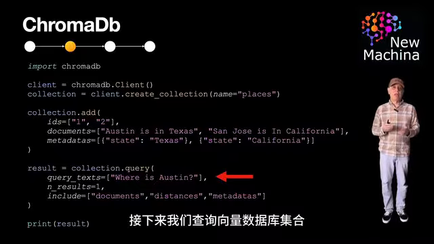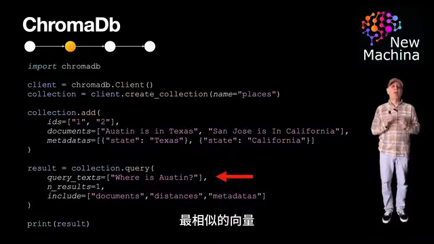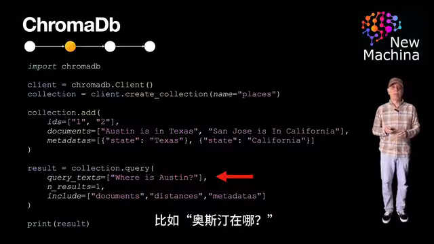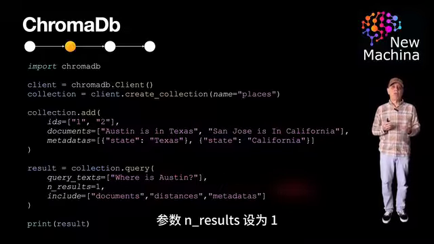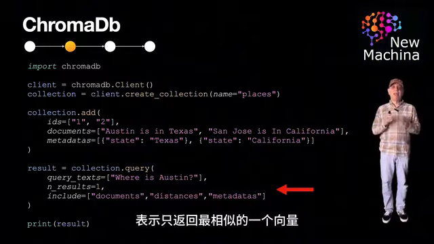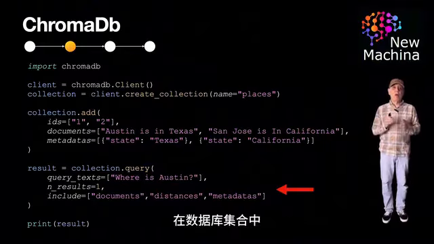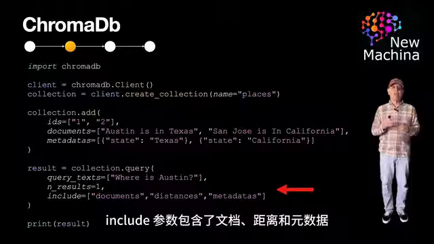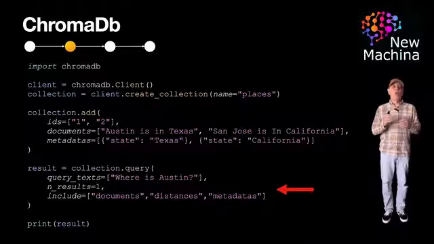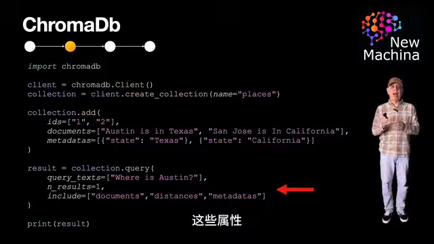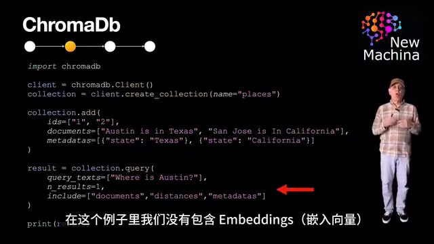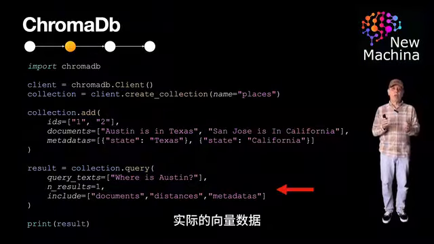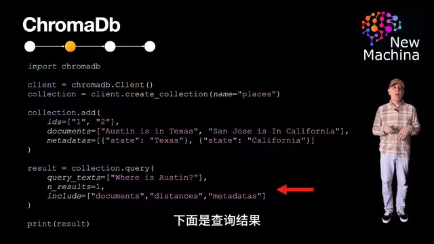Next, we query the vector database collection to find vectors similar to our input vector. Our input vector will be derived from the input text, "where is Austin?" The parameter n_results is set equal to 1, which indicates that the similarity search should return the one most similar vector in the database collection. The include parameter contains documents, distances, and metadatas, which tells the query that the result should include these attributes. In this example, we didn't include the embeddings value, so the actual vectors themselves will not be included in the results. So here are the results.